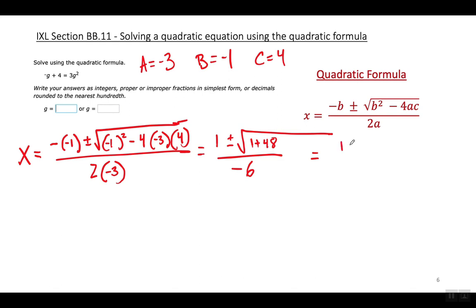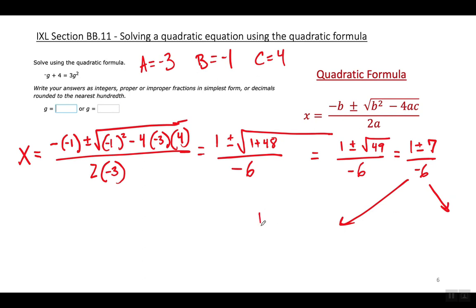So that's going to become 1 plus or minus the square root of 49 over negative 6. So that's going to become 1 plus or minus 7, because the square root of 49 is 7, over negative 6. So now let's do our two different problems.